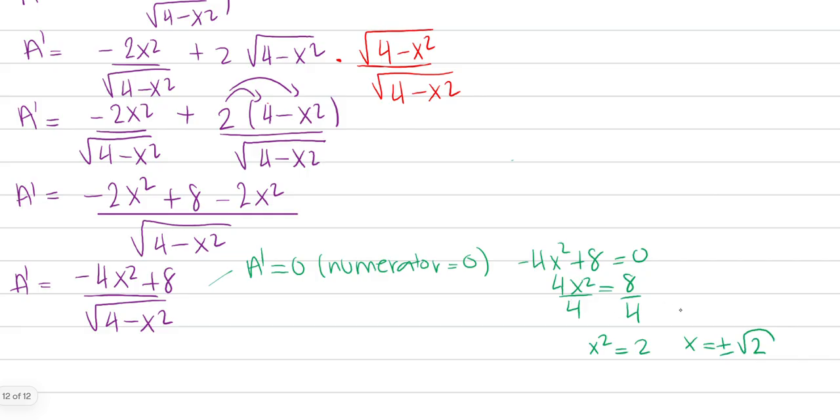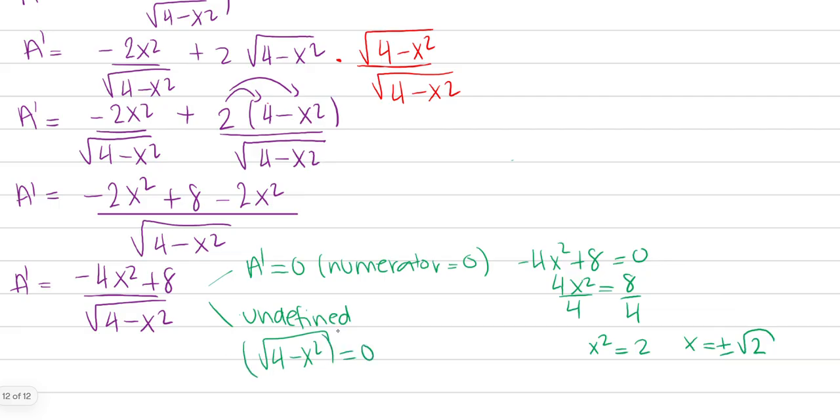Now, which value can I take? I can take the positive radical 2 because it is within my domain, which is from 0 till 2. Don't forget, negative radical 2, we don't take it because length can never be negative. The second thing I need to find is when it is undefined. It's undefined when my denominator is equal to 0. So I'm going to take radical 4 minus x squared and make it equal to 0.